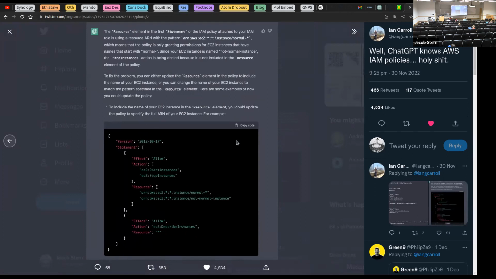The resource element in the first statement of the IAM policy attached to your IAM role is using a resource ARN with the pattern arn, which means that the policy is only granting permission for EC2 instances that have names that start with normal-, etc. So yeah, there you go.